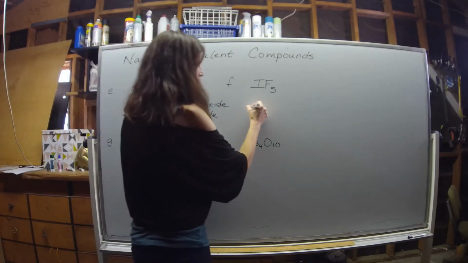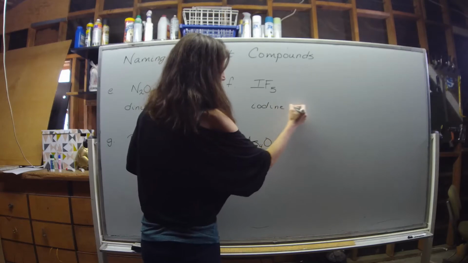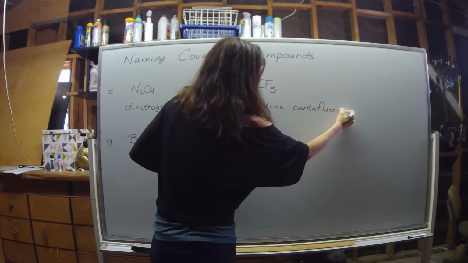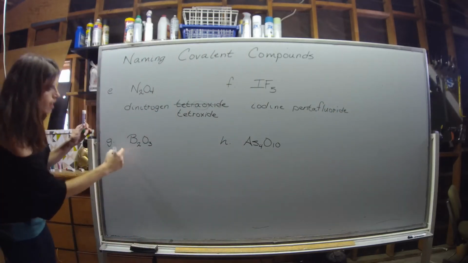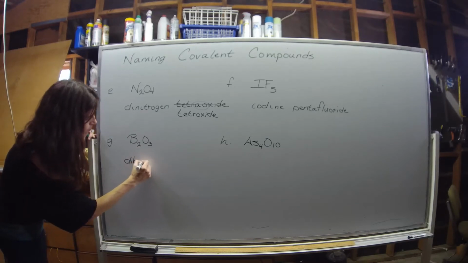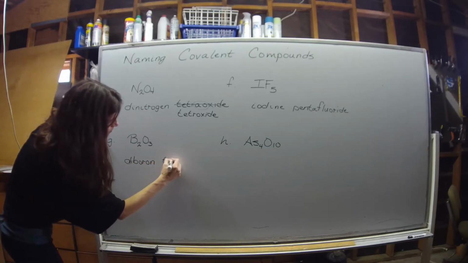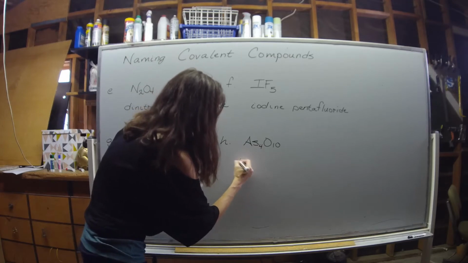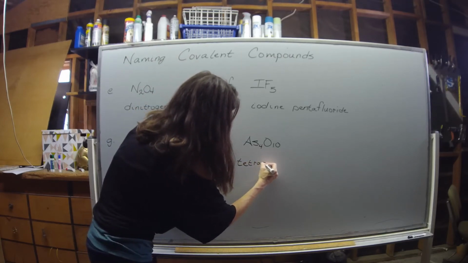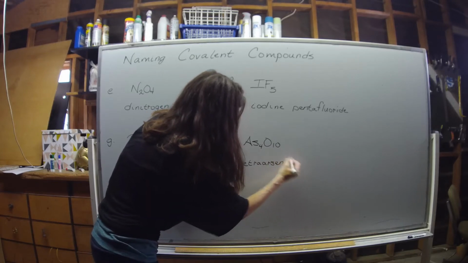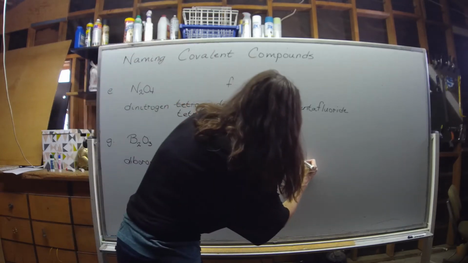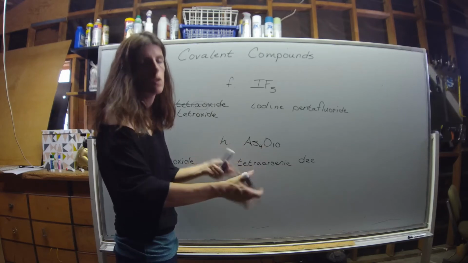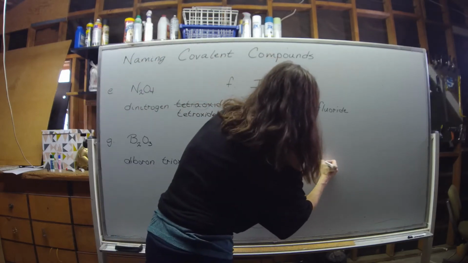For this one, we're going to do iodine pentafluoride, next we have diboron trioxide, we have 4 arsenics, so I'll do tetra arsenic, and then 10 oxygens, so that's going to be deca, but then we would have A followed by an O, so I'm going to drop the A, so I'm just going to do decoxide.